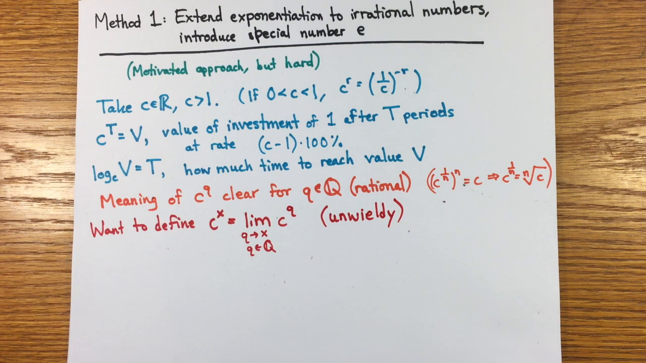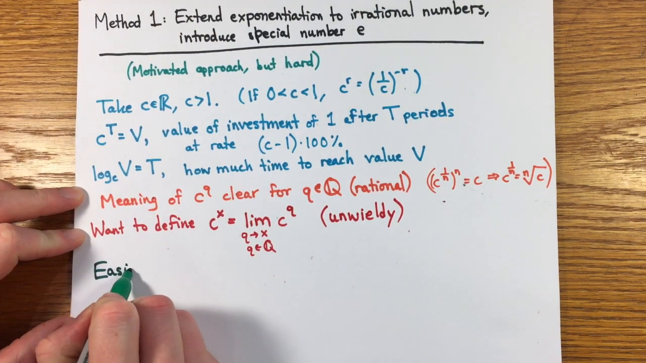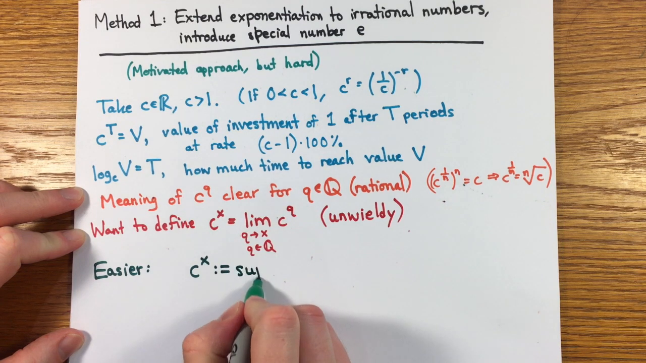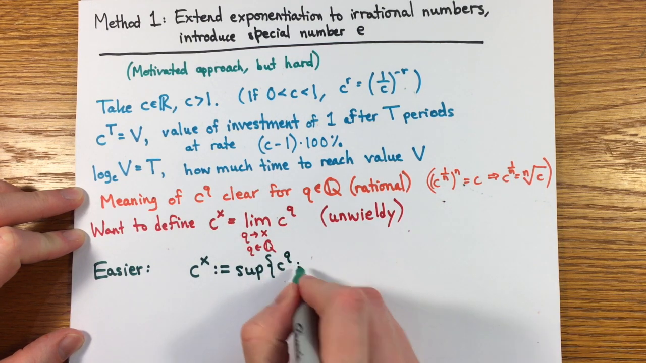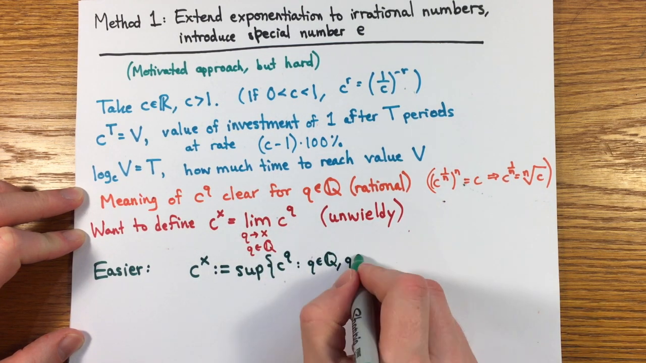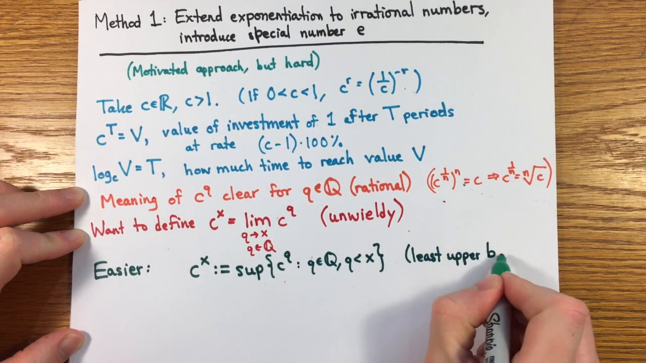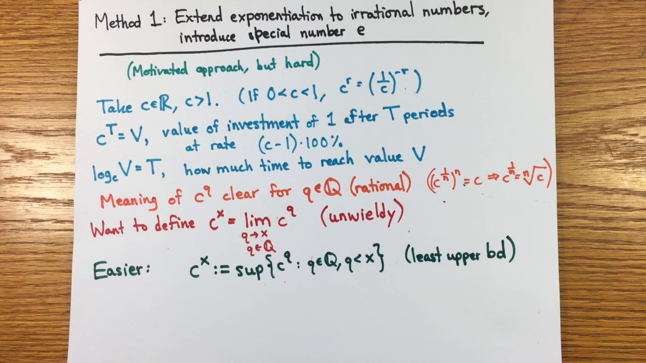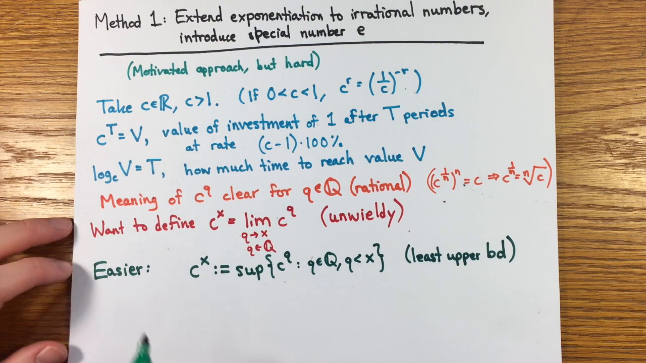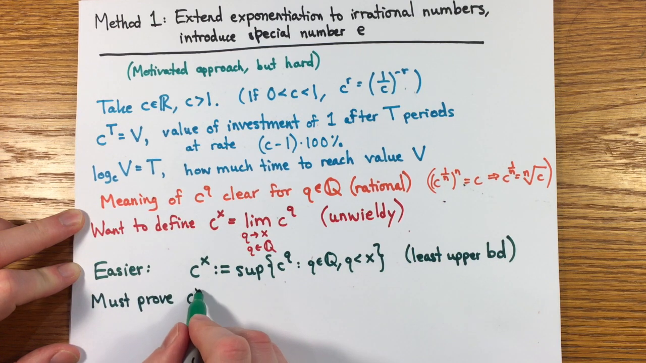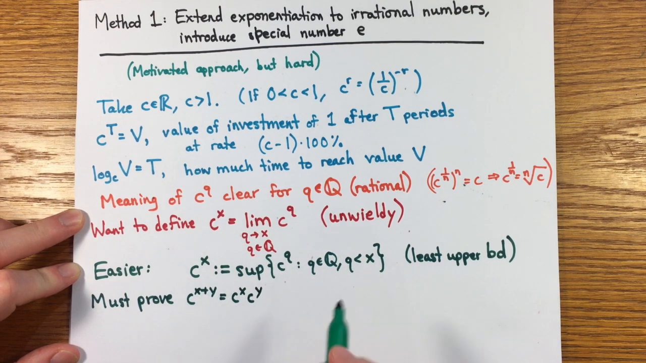That definition turns out to be a bit unwieldy since you'd have to prove that this limit exists and doesn't depend on the sequence. It turns out to be easier to exploit the fact that c to the q is increasing on the rational numbers, take that as a simple exercise, and define c to the x to be the sup, or least upper bound, of all values c to the q for all q rational less than or equal to x. Now we can appeal to one of the basic properties of real numbers, that every non-empty subset that's bounded above has a least upper bound, to know that this is well defined.